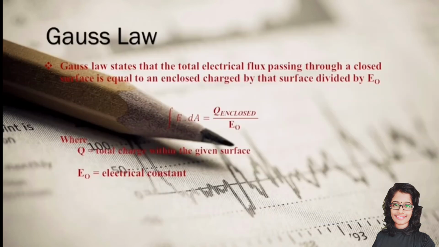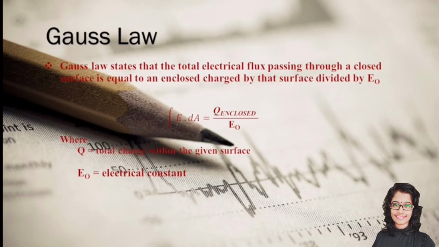Next, let's look into Gauss law. Gauss law states that the total electrical flux passing through a closed surface is equal to the enclosed charge of that surface divided by the electrical constant. Or, we can conclude it in the given formula, which is shown in the slide.